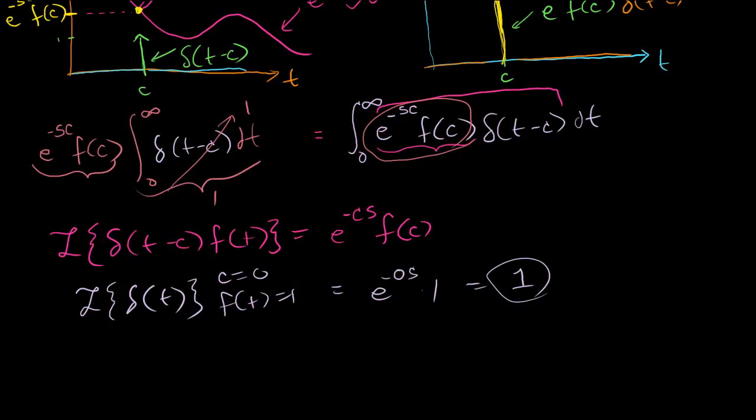And then if we wanted to figure out the Laplace transform of our shifted delta function, this is just a special case where f of t is equal to 1. So this is going to be equal to e to the minus cs times f of c, but f is just a constant, 1 here, so times 1, or it's just e to the minus cs.